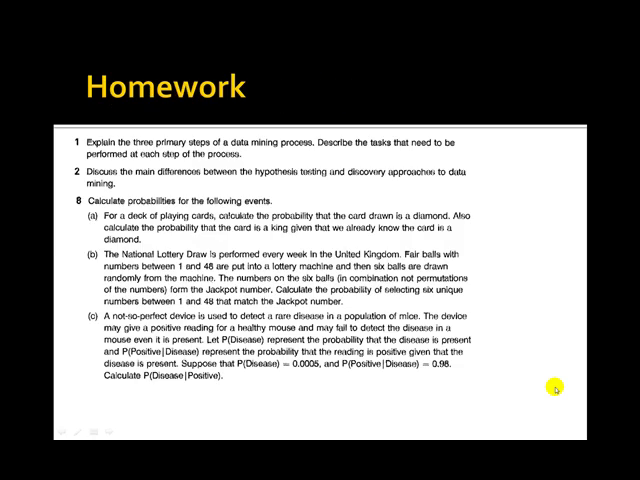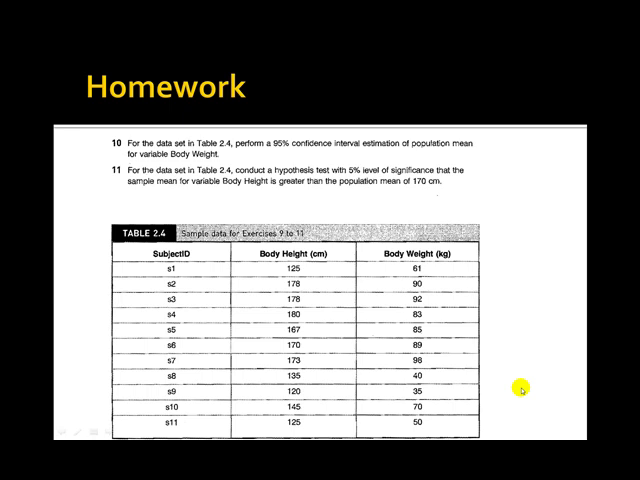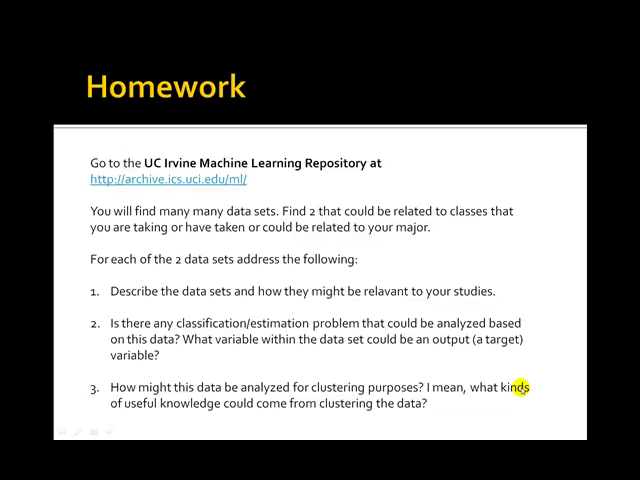Okay, so here's the homework. Please hand this in through Blackboard. Okay, this one is go to the UC Irvine Machine Learning repository there. You will find many data sets. Find two that could be related to classes that you are taking or have taken or could be related to your major. And if you can't find any at this repository, then find data on the internet that would satisfy the same classes that you've taken or something like that.